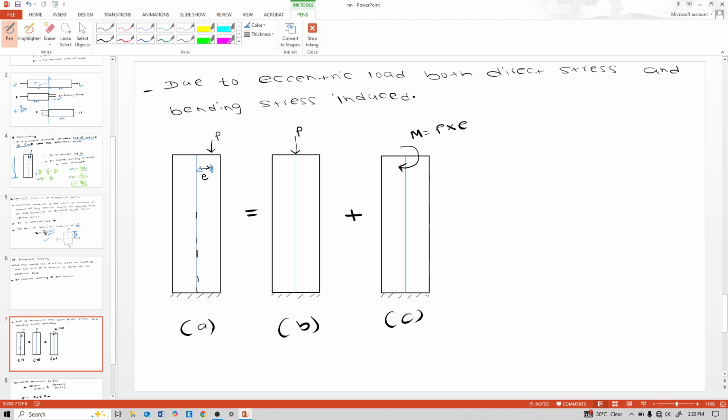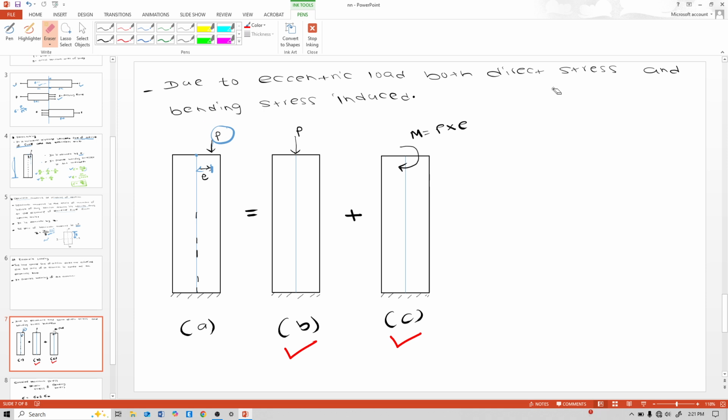This is the e distance. This is a rectangular column, assume it is fixed at the bottom, and this load P is acting like this. Here is the centroid of the column, the centroidal axis. Due to that P load, an axial load and also a moment come. So B is the axial load and C is the moment; both are coming because of the eccentric load P.